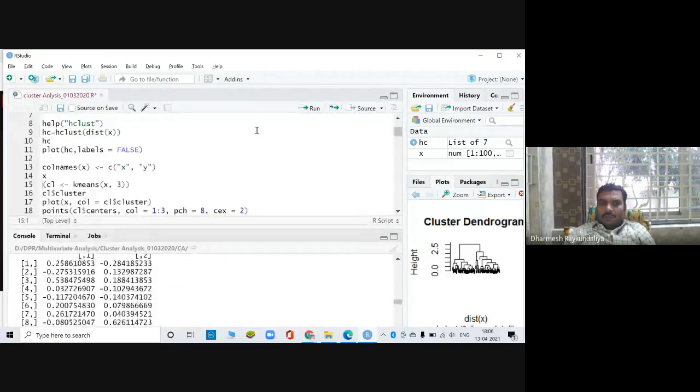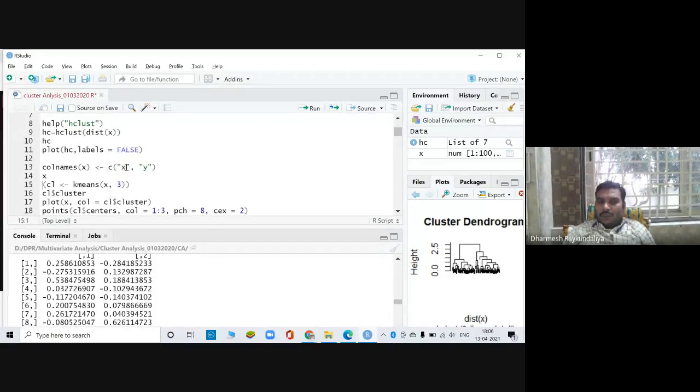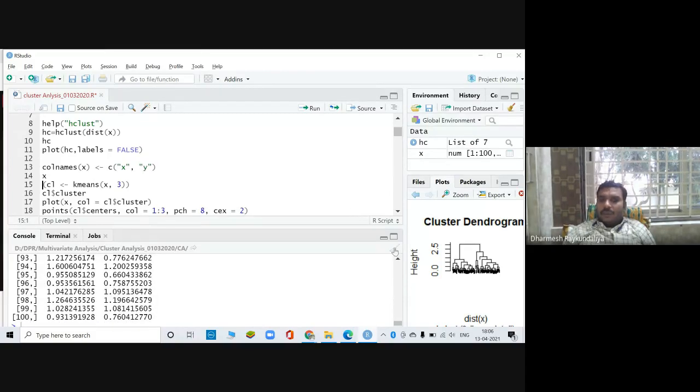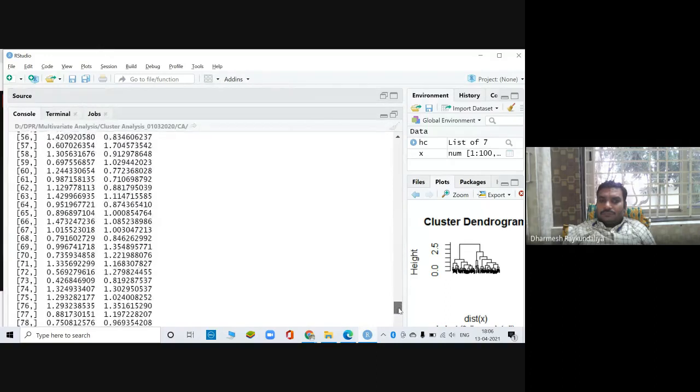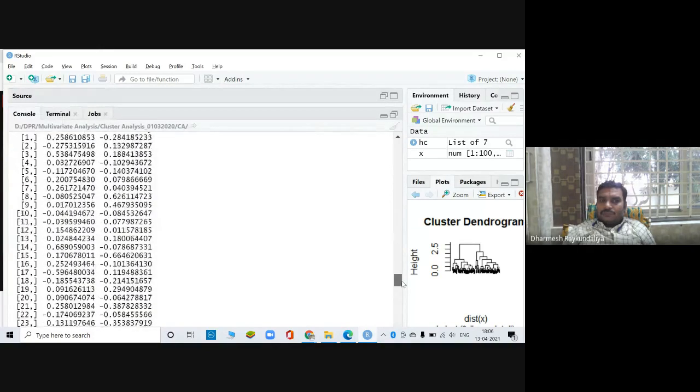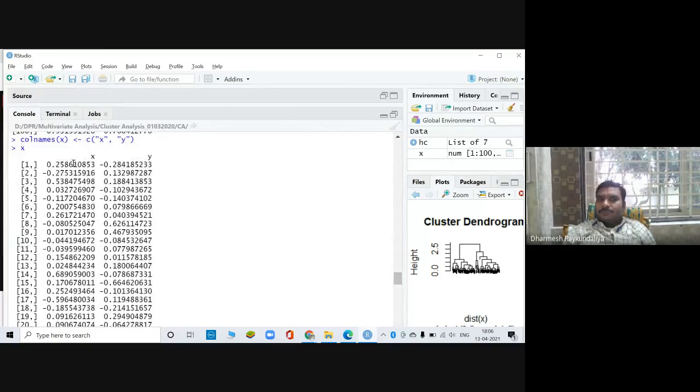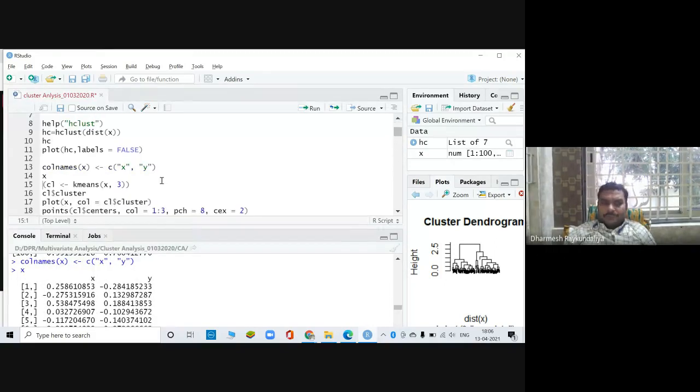So I can use the command colnames. Whose column names? What do we give for x? X and y. Now you can see that it has the names x and y. So you can give the names accordingly as per your requirement. You have to write them in double quotes.